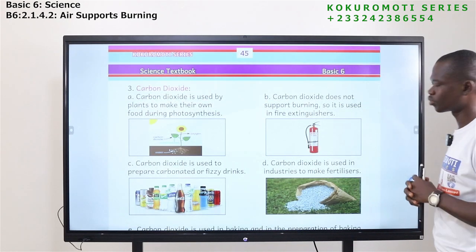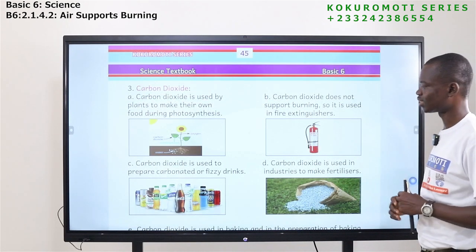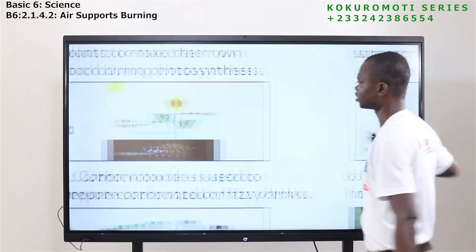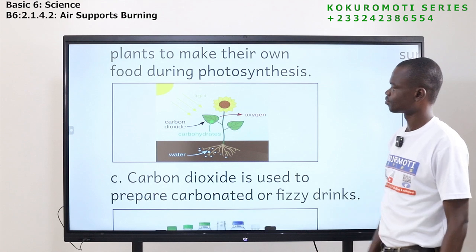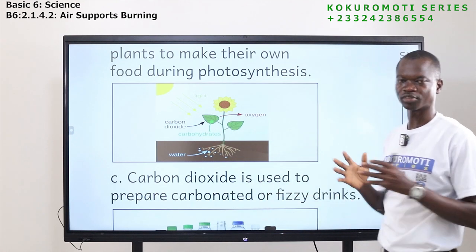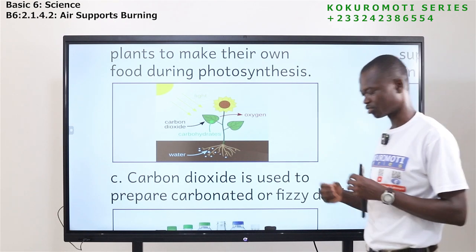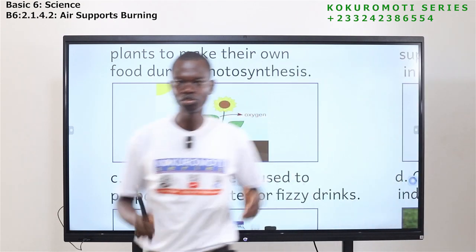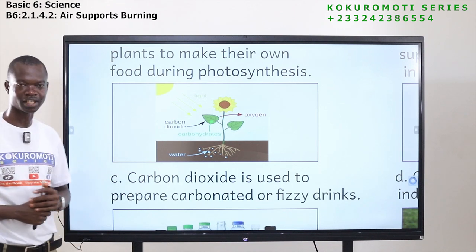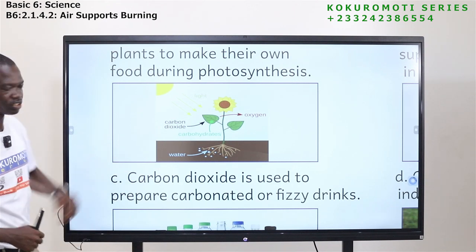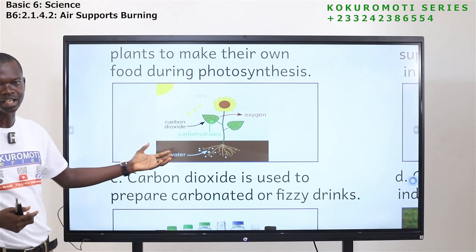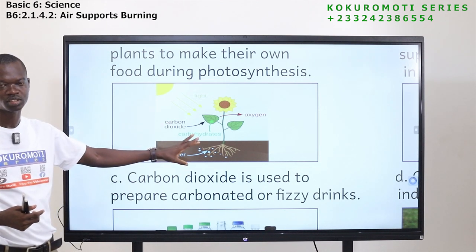Now let's look at another component of air, which is carbon dioxide. What are the uses of carbon dioxide? If you look at this, what do you see? You see plants, and then you see carbon dioxide. So plants prepare their own food, the process that we call photosynthesis. So it's the preparation of plant food. They use the sun, water from the soil, and then carbon dioxide. So one of the uses of carbon dioxide is that plants use carbon dioxide to prepare their own food.